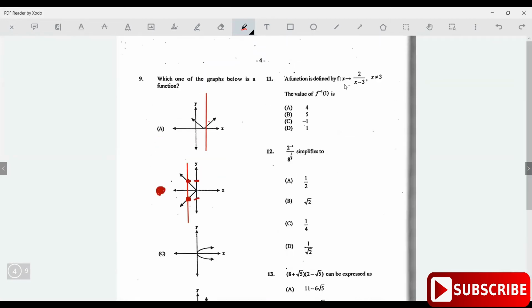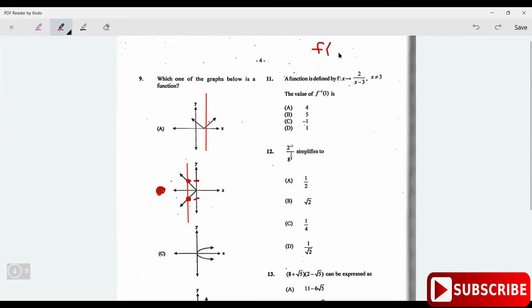It says a function is defined by f of x is 2 over x minus 3. Find f inverse of 1. If you want to find f inverse of 1, you don't need to find the inverse function. F inverse of 1 just means you're solving f of x equal to 1. So just set 2 over x minus 3 equal to 1.